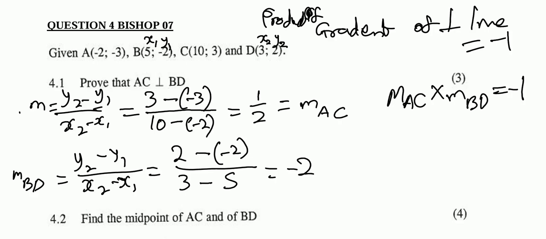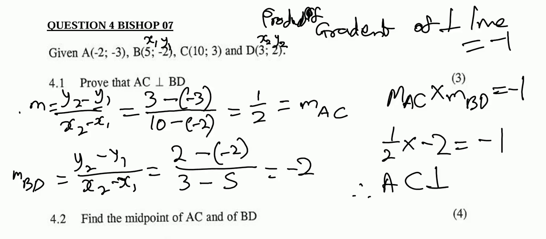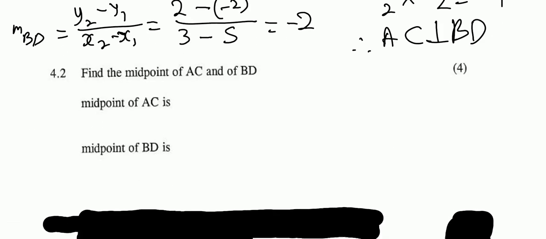Let's check. The gradient of AC is 1 over 2. The gradient of BD is -2. This gives us -1. Therefore, we can conclude that AC is perpendicular to BD. Why? The product of the gradients of these lines is equal to -1. If you have a question, you can post it in the comment section. Let's go to the next question.